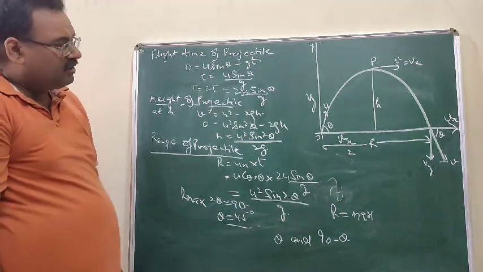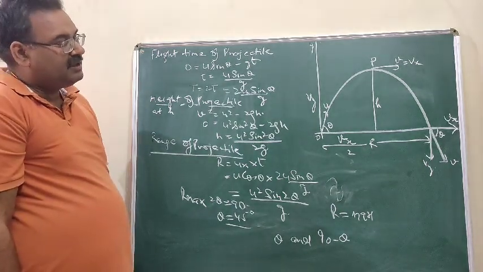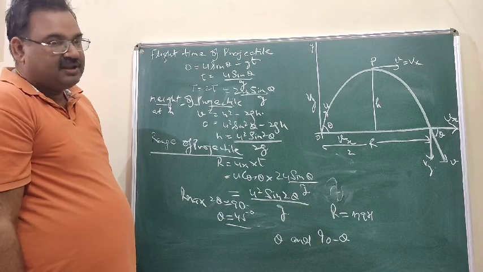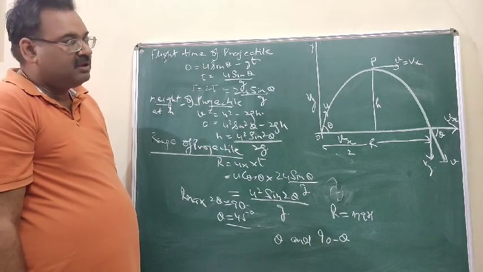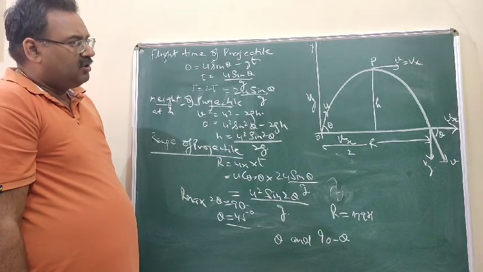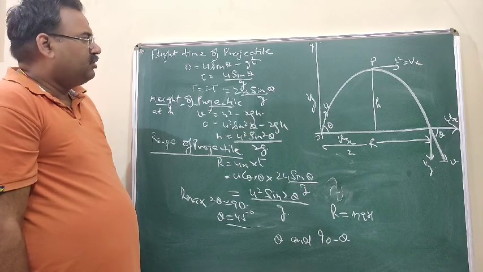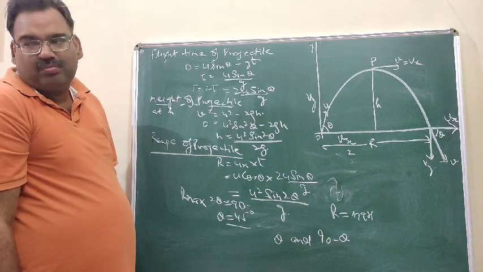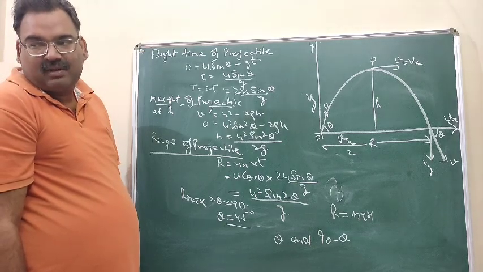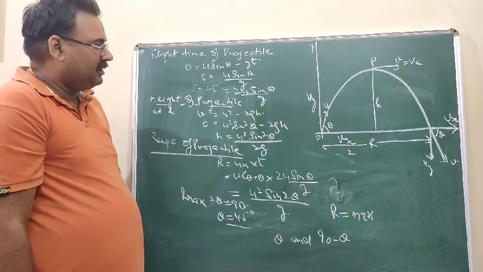Let us take that the body takes time t to reach the highest point P. t is the time taken by the projectile to reach the highest point P. Now this vertical motion is under acceleration due to gravity, so we use the equation v is equal to u minus gt.